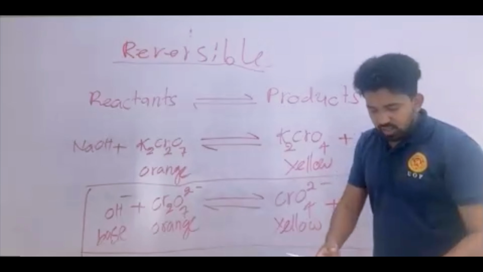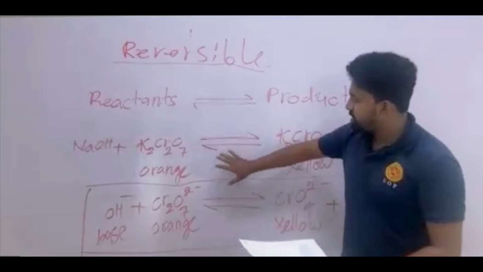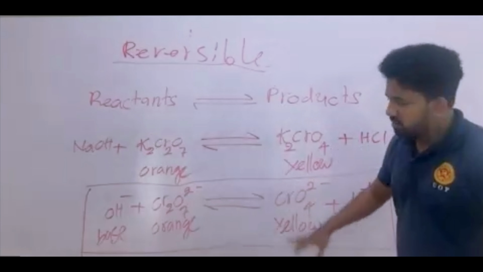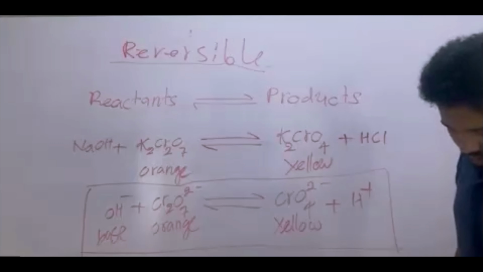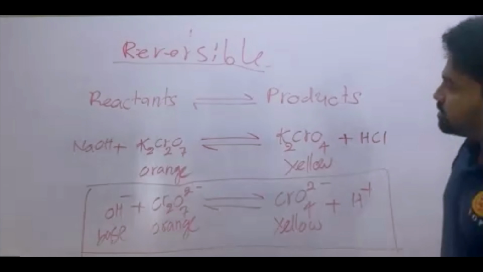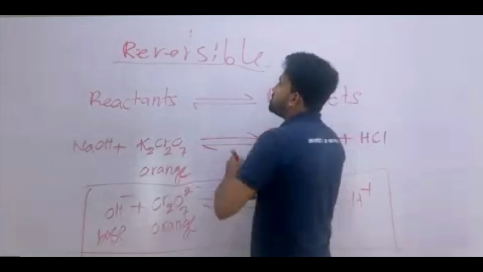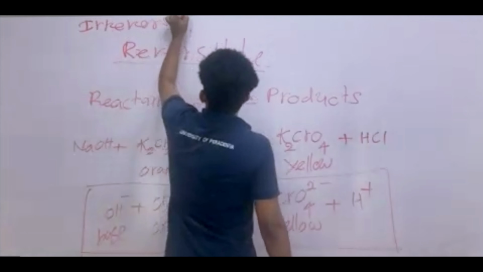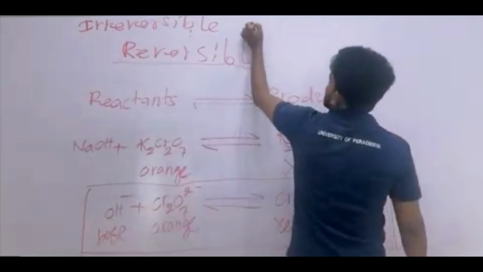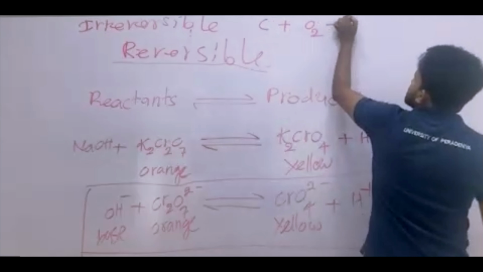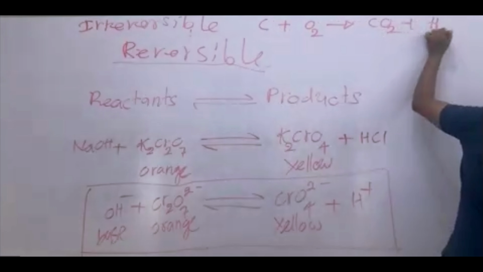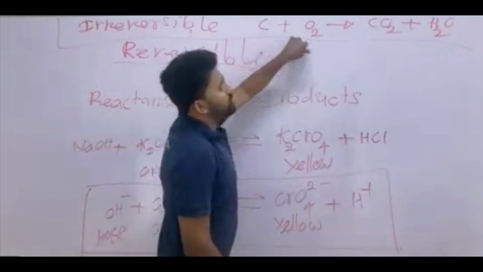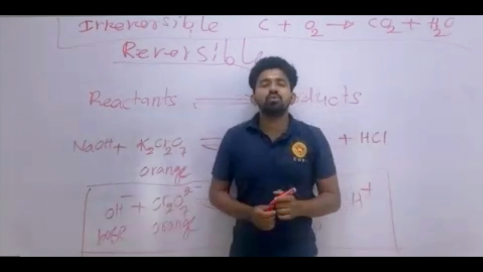So in page number 11, there is a box. What you can do is write these things within that box. Page number 11, the irreversible process. Within that box, you can write down carbon plus oxygen gives carbon dioxide and H2O. This is an irreversible reaction.